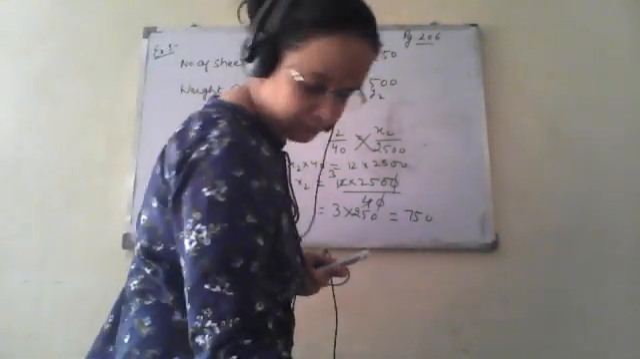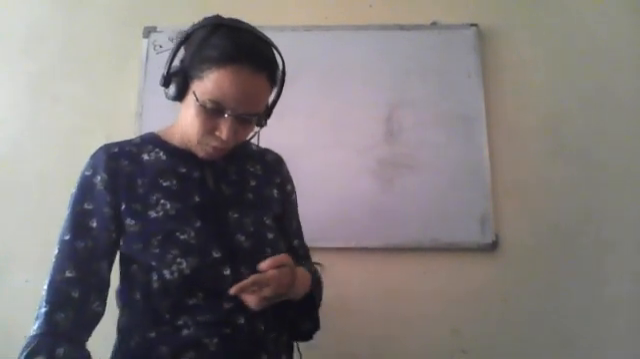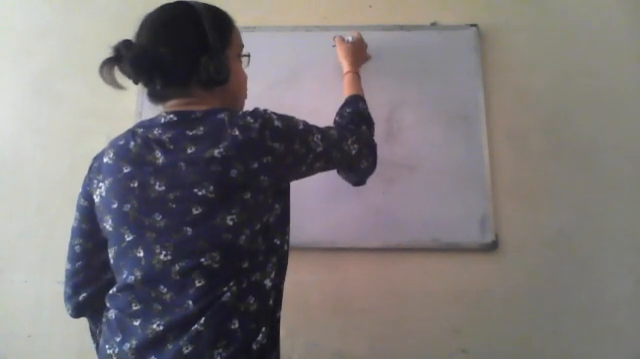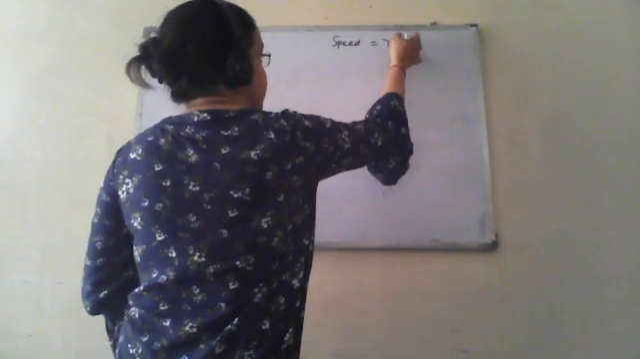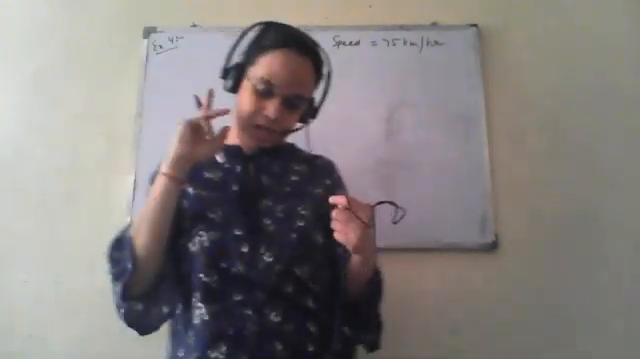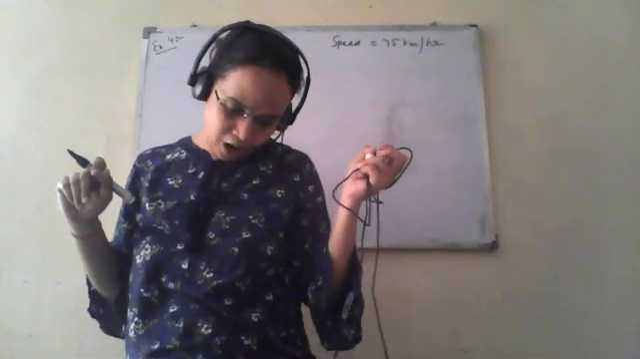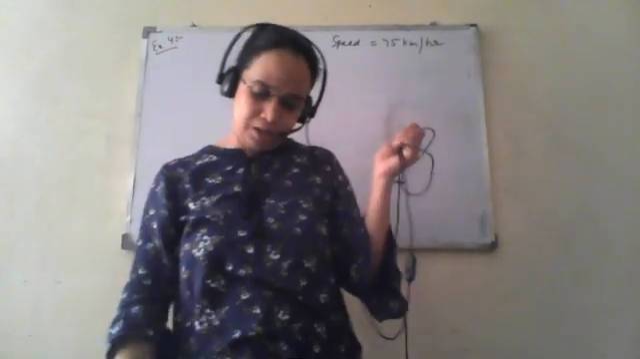Now next example, example 4. What it says: a train is moving at a uniform speed of 75 km per hour. The speed of the train is constant, that is 75 km per hour. Clear? I have also discussed this in the last video. How far will it travel in 20 minutes?